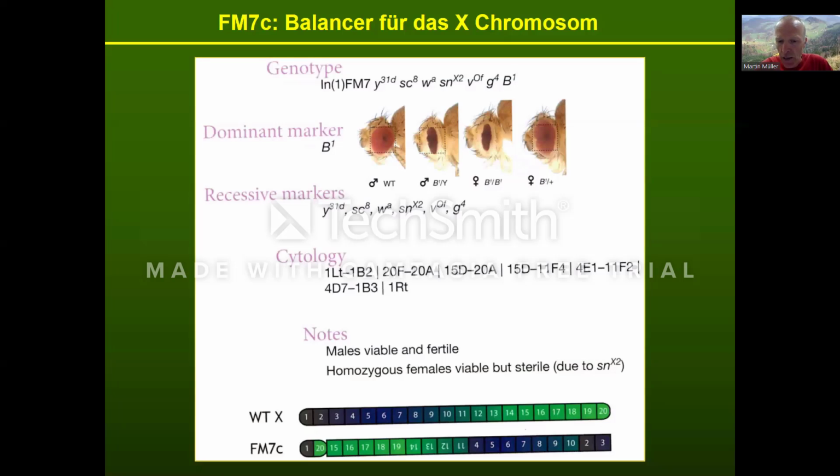And in this way, the FM7 balancer chromosome for the X is suppressing the recombination, and you can use it as a balancer chromosome to maintain lethal mutations on the X or to maintain different markers which have been put together on the X chromosome.